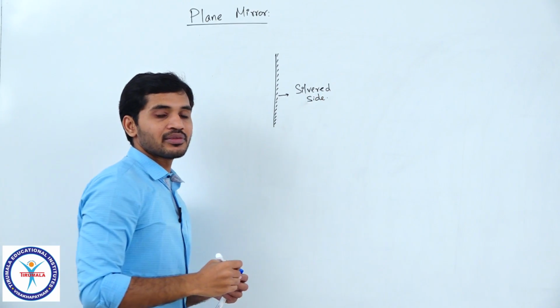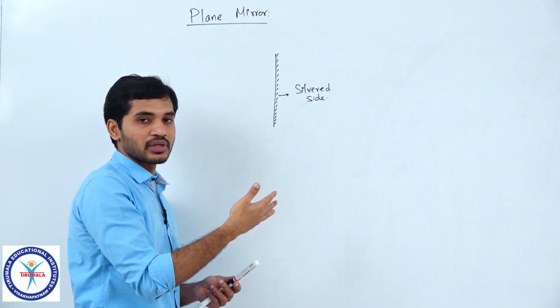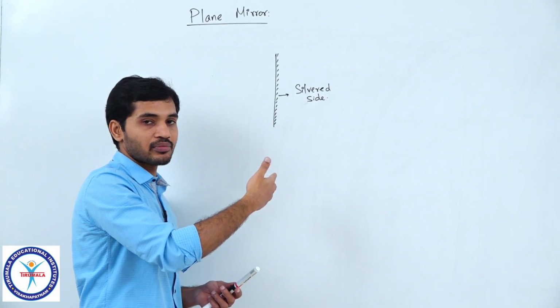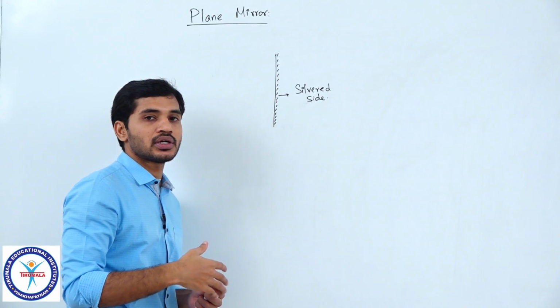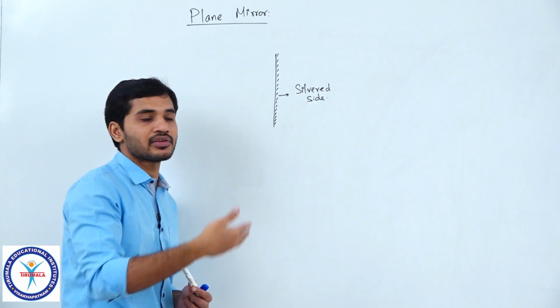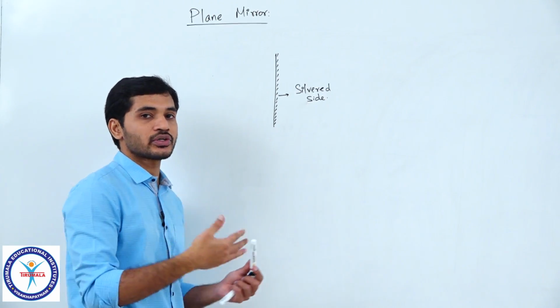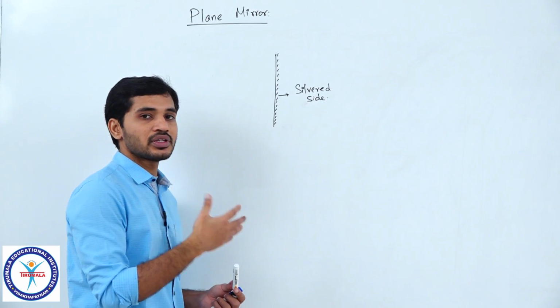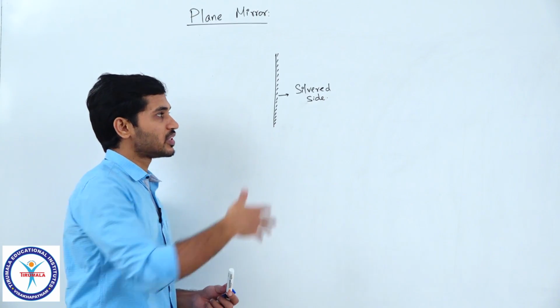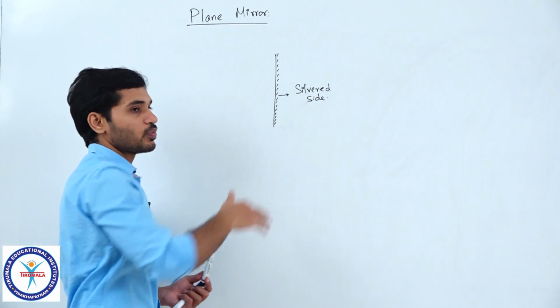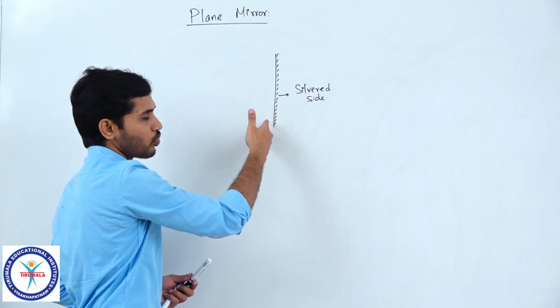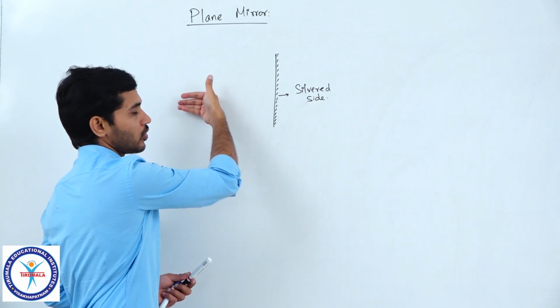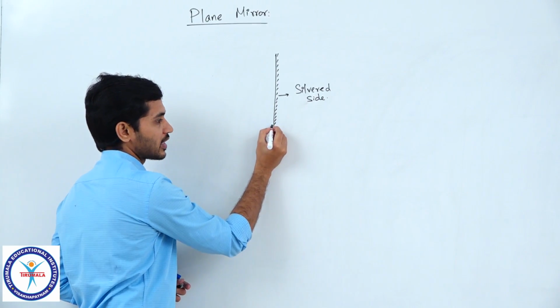Silvering basically means coating. We just take a thin glass slab and on one side we coat it with a silver surface, metallic silver, because it is a good reflector. A mirror should be a good reflector of light. So, we silver it on one side and the other side is polished. That is what we mean. So, this side will be the polished side, which is also the reflecting side.